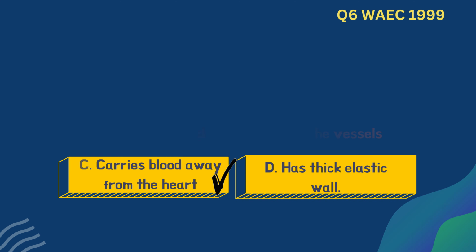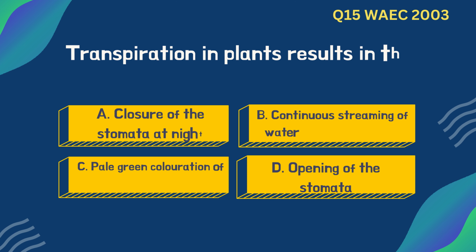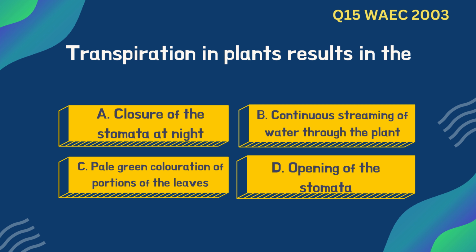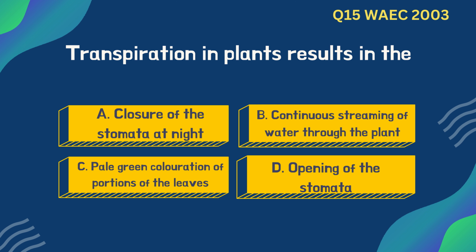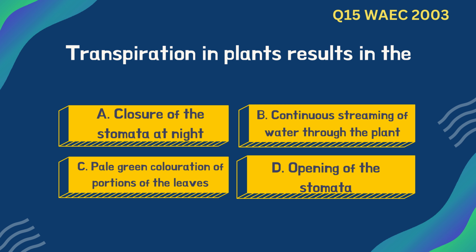The last question we'll look at is question 15 from 2003, and it says, transpiration in plants results in A. Closure of the stomata at night. B. Continuous streaming of water through the plant. C. Pale green coloration of portions of the leaves. And D. Opening of stomata. What do you think is the answer?